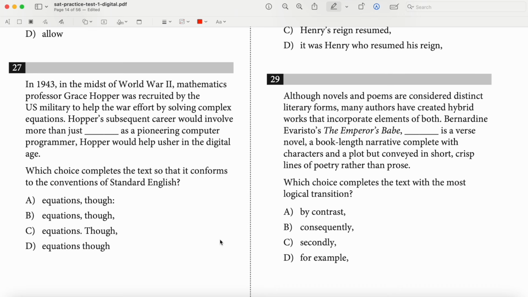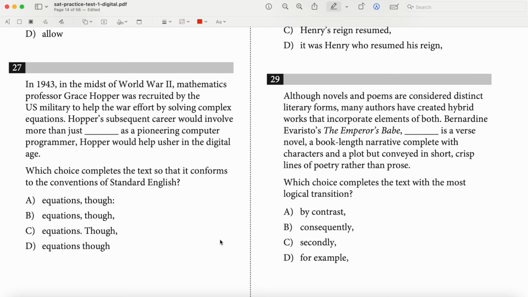In 1943, in the midst of World War II, mathematics professor Grace Hopper was recruited by the U.S. military to help the war effort by solving complex equations. Okay, and then plug in A again. Hopper's subsequent career would involve more than just equations, though. Okay, stop. Do you see why that suggests a contrast relation between the first sentence in the paragraph and the second sentence in the paragraph?